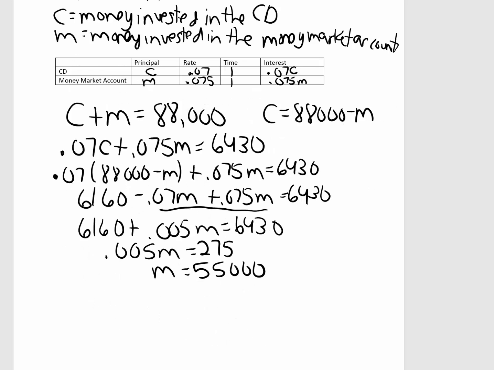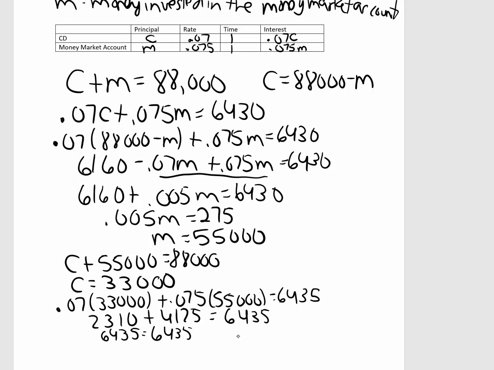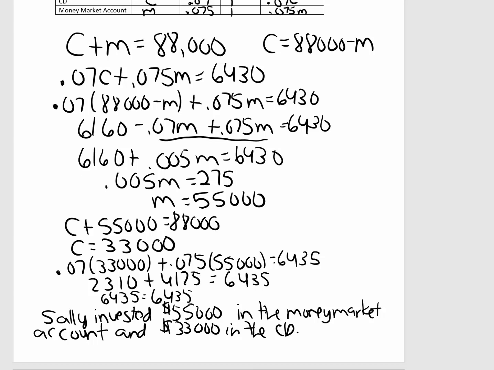I'm going to plug that into the top equation. Subtract the 55,000. And we get C is equal to 33,000. Now, I need to plug these two values into the bottom equation to make sure that is a solution to this equation also. Showing the work here, we can tell that that works. So let's write a sentence to summarize now. So Sally invested $55,000 in the money market account and $33,000 in the CD.